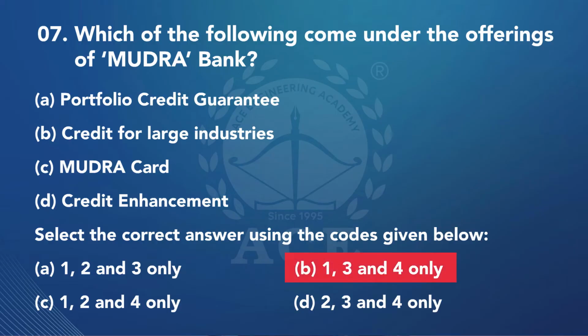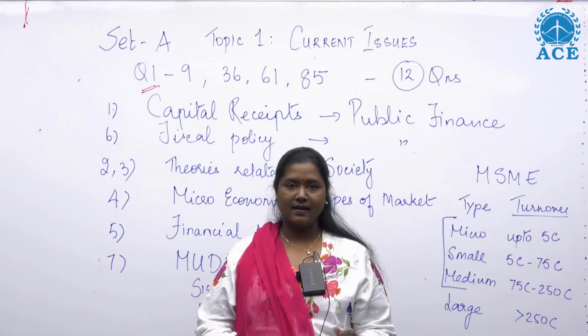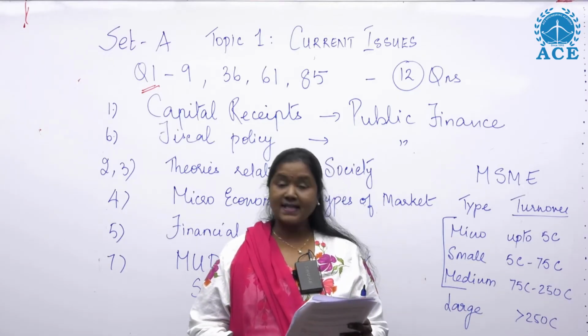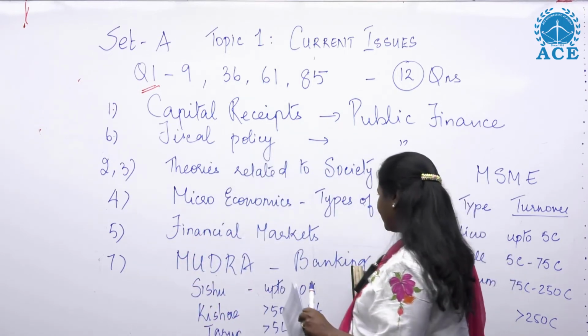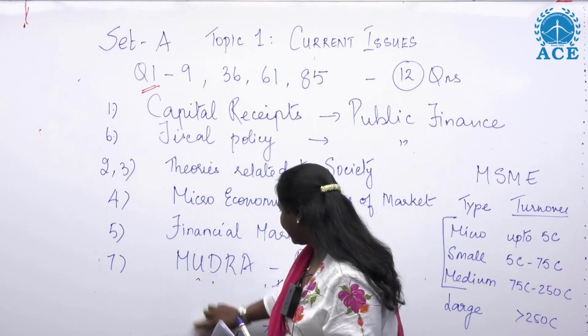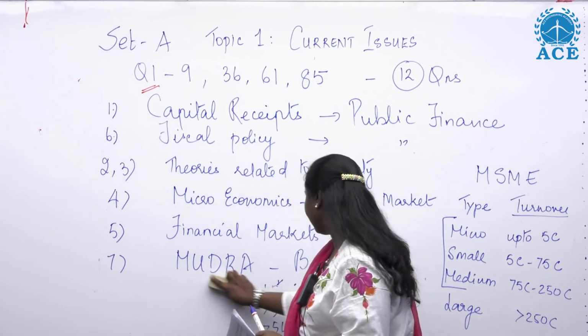So, what is the answer there? Which of the following come under the offerings of Mudra Bank? You have 1, 3 and 4, which is B, 7B. Okay, so let us come to the 8th question there. So, we are done with the 7th. So, that was the 7th question which was under banking.